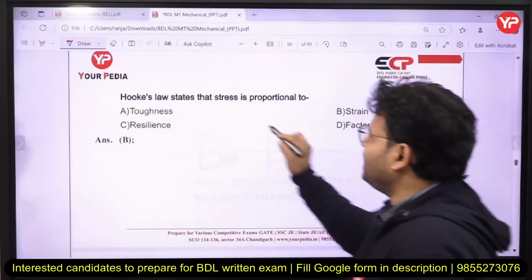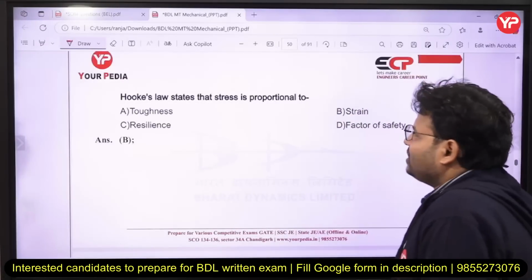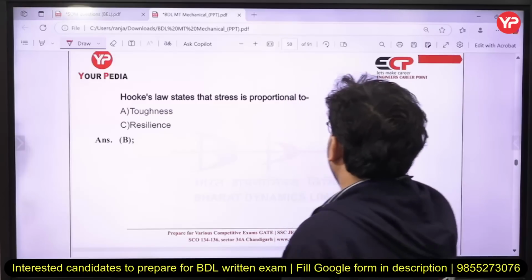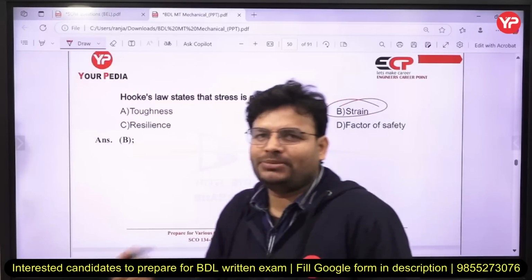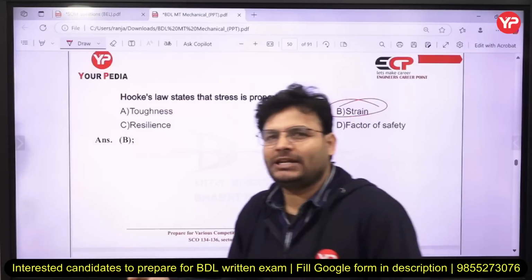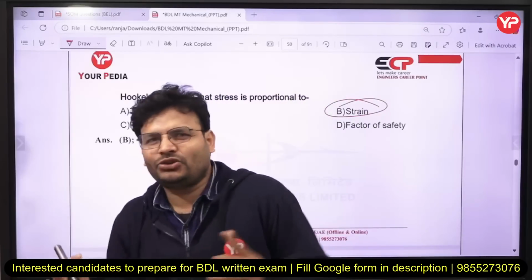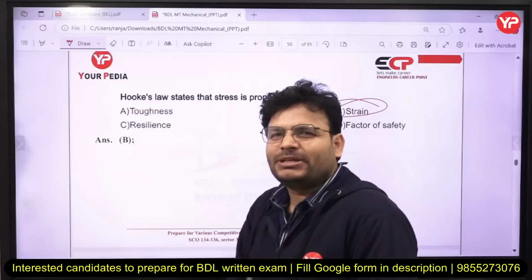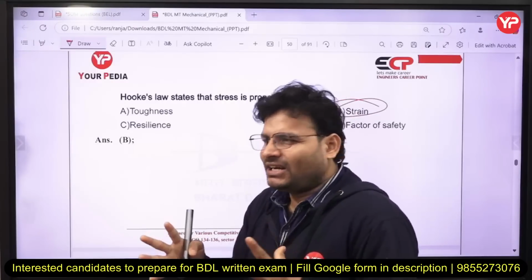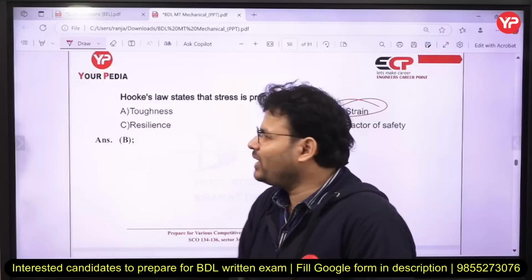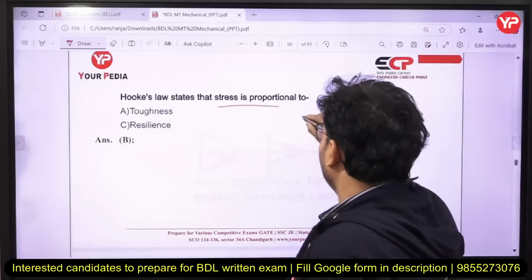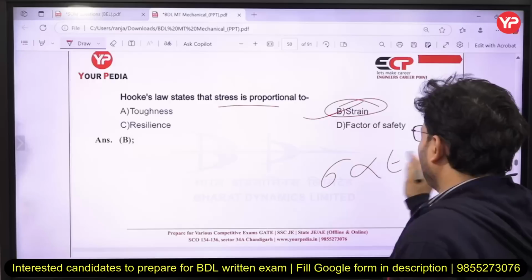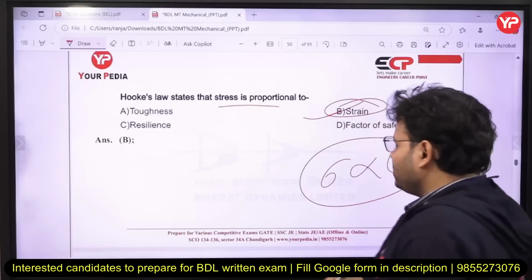Next question. Hooke's law states that stress is proportional to: toughness, strain, resilience, or factor of safety. So Hooke's law states that stress is proportional to what, my dear friends? Strain, up to the proportional limit. Sometimes, especially when we talk about mild steel, the proportional limit and elastic limit are very close to each other. So in general it is applicable within the elastic limit, to be more precise, but in mild steel, since the elastic and proportional limits are very close, that is why. So Hooke's law basically states stress is proportional to what? Strain. So B is the right answer. Stress is proportional to strain up to the proportional limit.